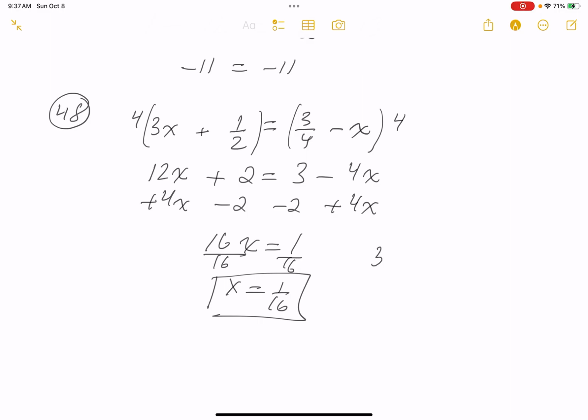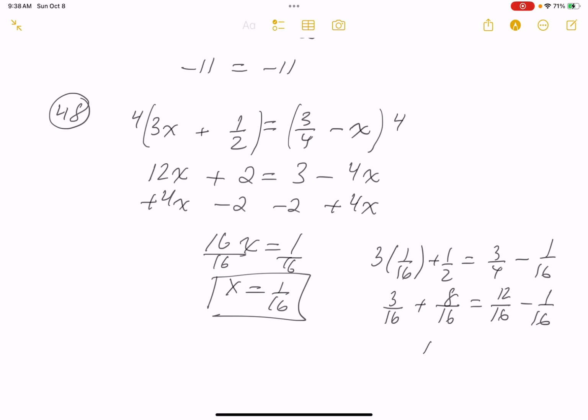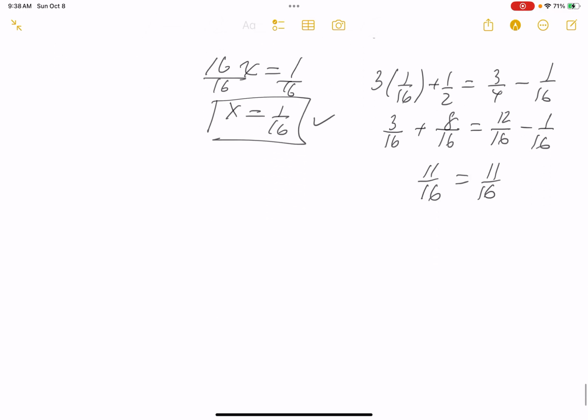Let's write this down. 3 times 1/16 plus 1/2 equals 3/4 minus 1/16. What do you get there? Well, you get 3/16. Let's see, that would be 8/16, same thing as 1/2. 3/4 in terms of sixteenths would be 12/16 minus 1/16. 3 plus 8 is 11/16, and 12 minus 1 is 11/16. This worked out beautifully. Let's go to 49.